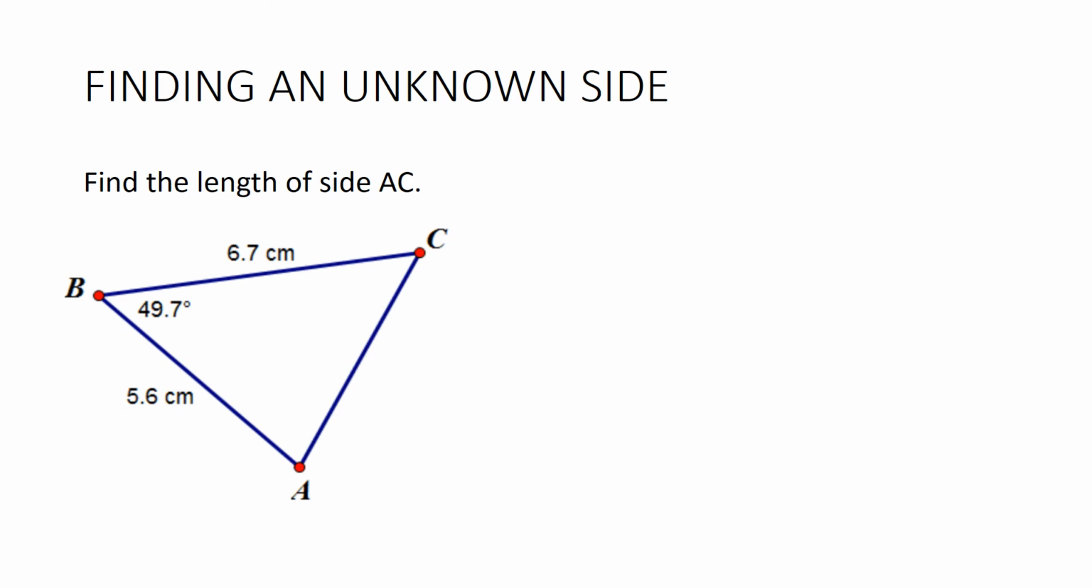Let's have a look at this one. Find the length of side AC. This one's got a bit of a dilemma. Here's my formula. Do you know what the dilemma is? The letters are wrong. See, I've got angle B there, and my formula says angle A. So you've got two choices.